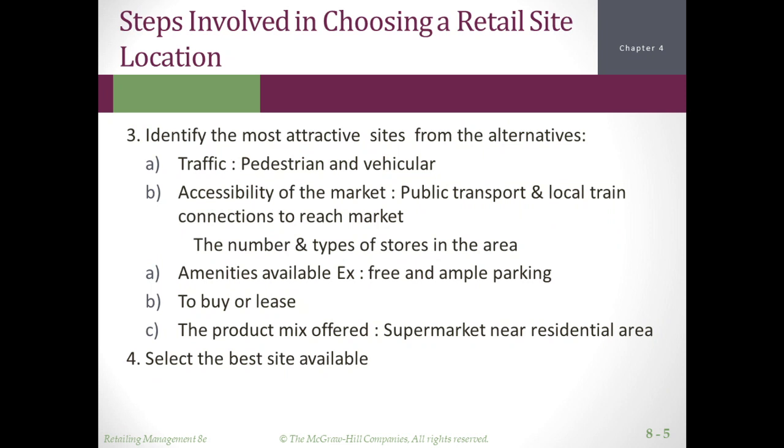You have a lot of alternatives. Now you select the most attractive sites from the alternatives. You have a list of alternatives. You might have tried to weigh those alternatives based on the traffic, based on the accessibility of the market, based on multiple parameters that you looked at again. So it's more like a repetition of parameters that kind of gets cemented into your brain right now.